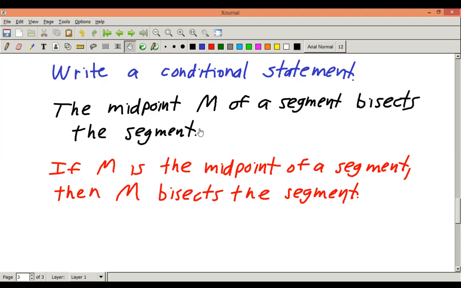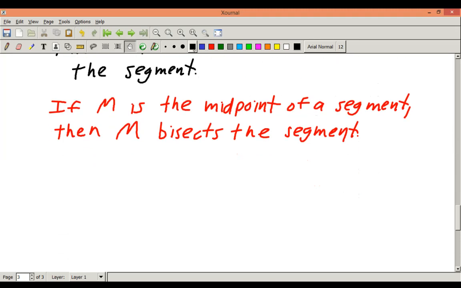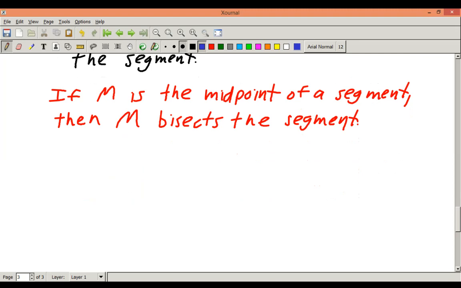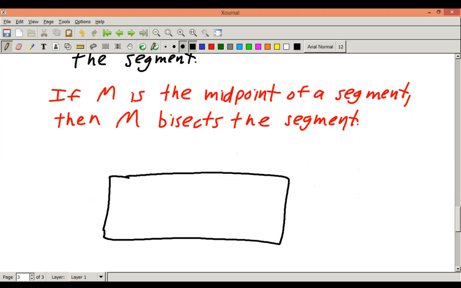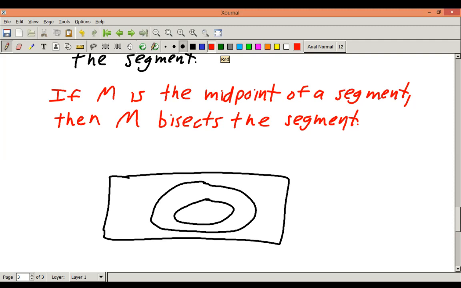You might also see conditional statements written as a little diagram here. So we got a little rectangle here, and then we got a couple circles inside, or actually not circles, but ovals, I guess, or just whatever shape you want to call them. And inside the inside circle are tarantulas.